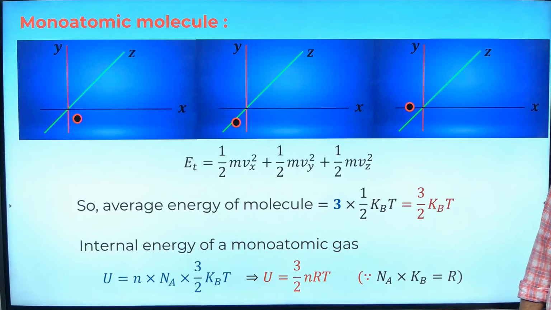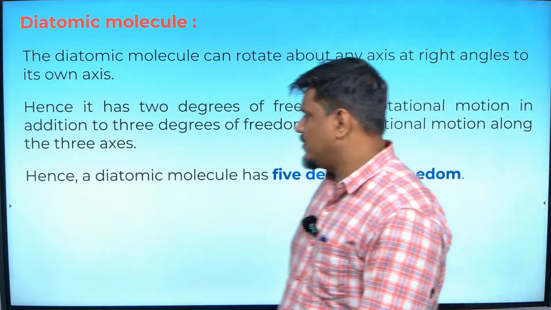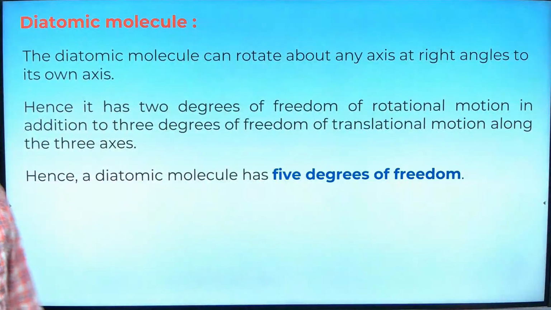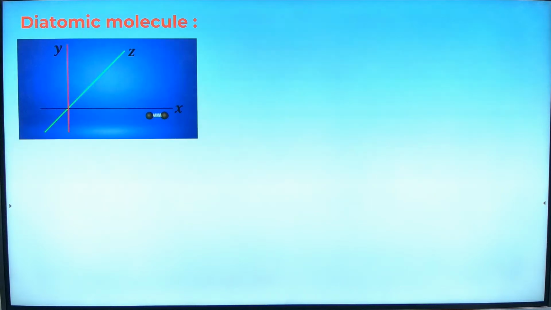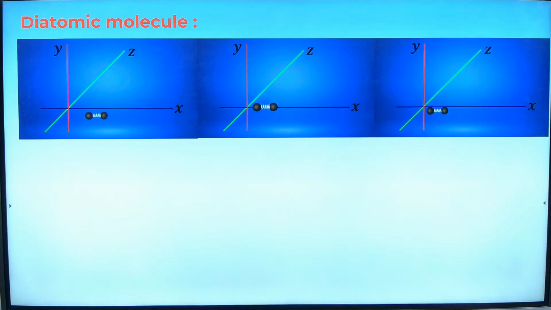Same way, if I find it for a diatomic molecule, a diatomic molecule will have 5 degrees of freedom. I told you by that concept. But what are those 5 degrees of freedom? I will draw and show you. Diatomic gas, no? One moving in the x-axis, another way it can move in the y-axis. It can move in the z-axis. Are you feeling how it is moving?